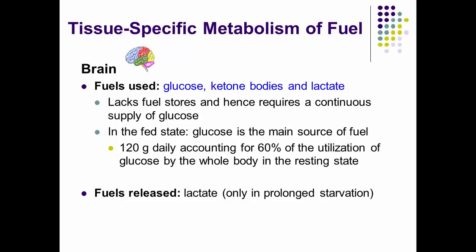So it's heavily reliant on glucose, continuously providing glucose to the brain. It's very important, right? Usually about 60% of circulating glucose in the whole body is actually utilized by the brain. So the brain utilizes a lot of glucose, right?